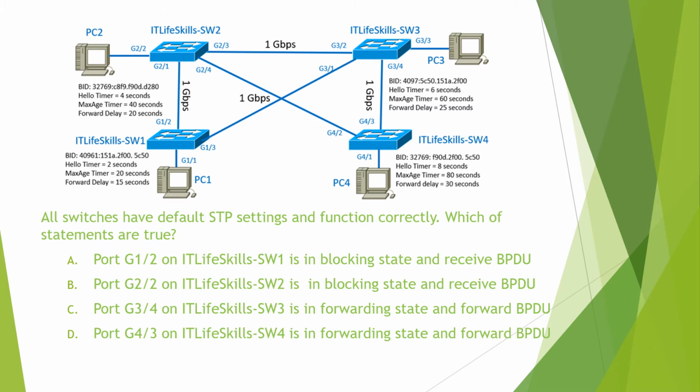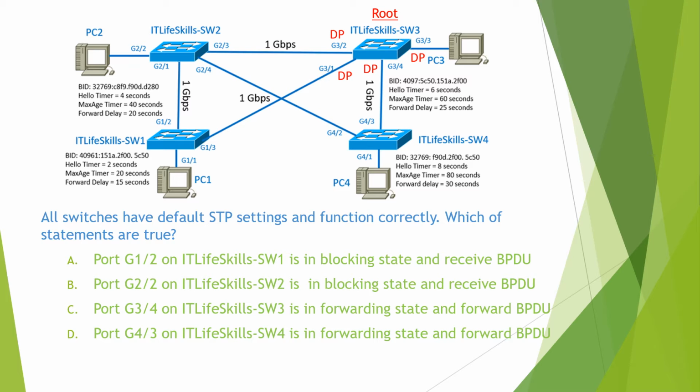The question reads, all switches have the default STP settings and function correctly. Which of the statements are true? To answer this question, we need to build the spanning tree for this network. In this network, IT Live Skill Switch 3 is a root bridge because it has the lowest bridge priority. Therefore, all of its ports will become designated ports.